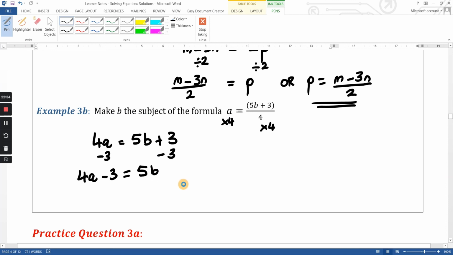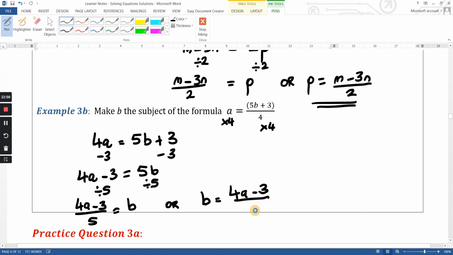I don't want 5b. I just want 1b. So I get 4a minus 3 over 5 equal to b. Let's rewrite this. b equals all of that over 5, and you're done.